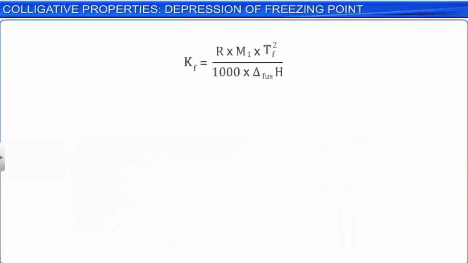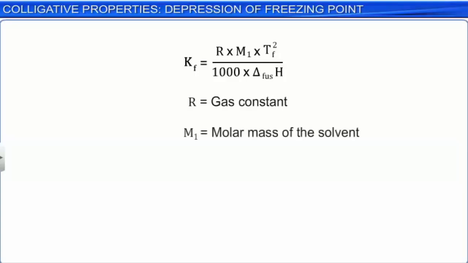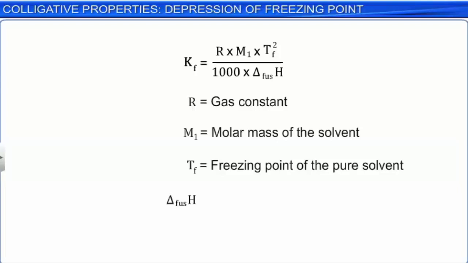The values of Kf can be calculated from this expression. In this expression, R stands for the gas constant, M1 stands for the molar mass of the solvent. Tf denotes the freezing point of the pure solvent. Remember that all these quantities are in Kelvin. Similarly, delta H fusion represents the enthalpy for the fusion of the solvent.